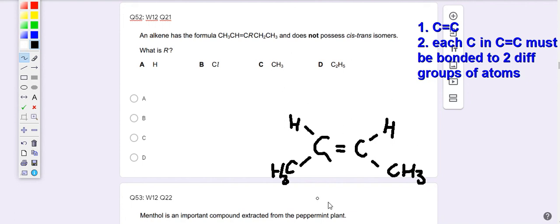So this compound will have cis-trans isomers. This is a cis isomer because the same type of groups are on the same side. So let's draw the trans isomer. The trans isomer will have them on opposite sides.